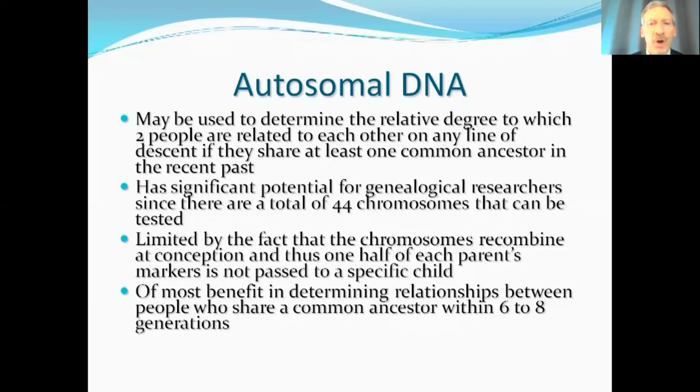Autosomal DNA is of most benefit in determining relationships between people who share a common ancestor in the last 6 to 8 generations, and it's particularly helpful in the last 4 to 5 generations. 6 to 8 generations can still be used if you use caution in your analysis.